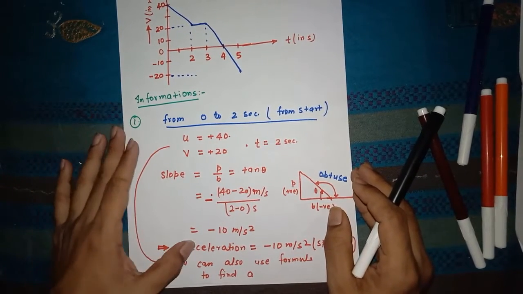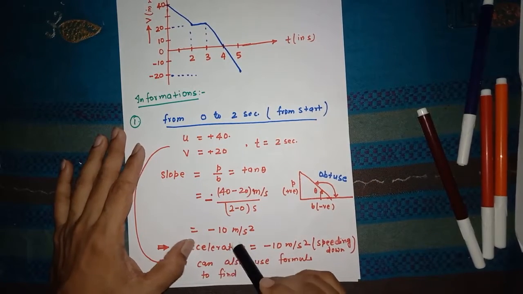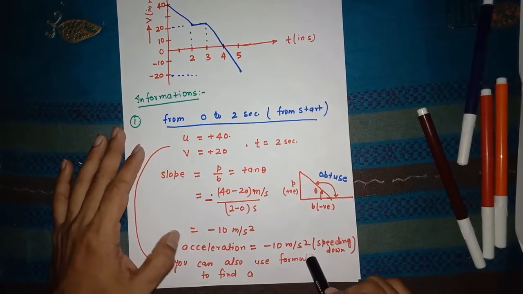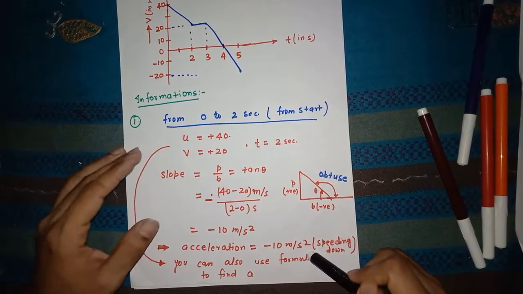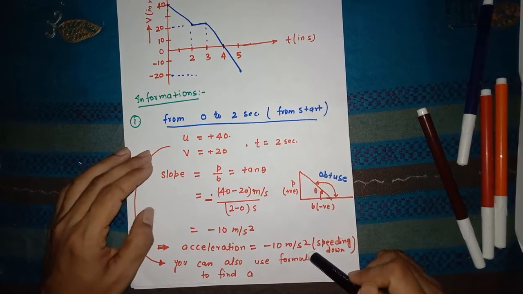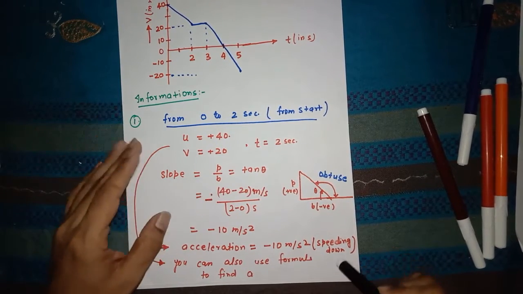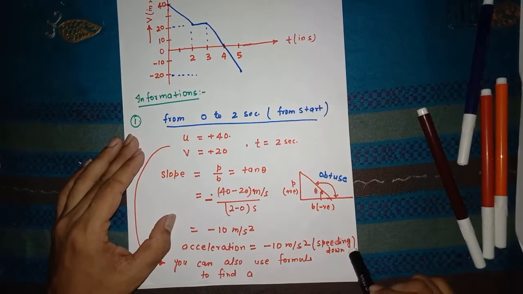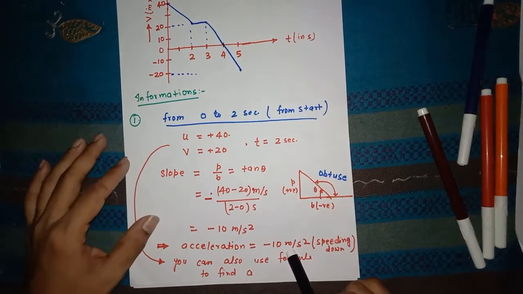This means it is deceleration, actually negative acceleration. It also means that speed decreases. That's why you say that it is speeding down. Now we have said that the acceleration is constant during 0 to 2 seconds. That's why we can say that this is accelerated motion with constant acceleration.